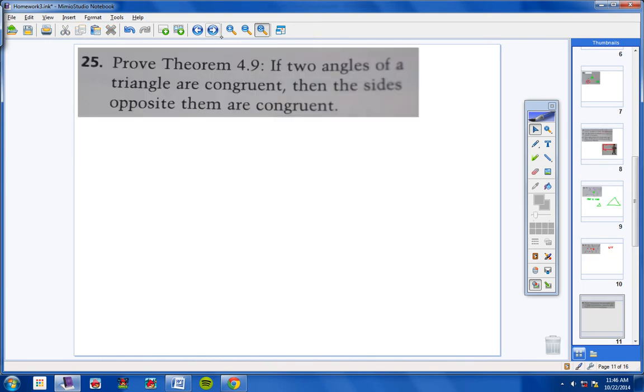All right, moving on to number 25. Okay, proving this theorem. Now remember, anytime you prove a theorem, you gotta draw your picture first. So if two angles of a triangle are congruent, then the sides opposite them are congruent. So let's go ahead and draw our picture. Here's our picture. Okay, there we go. And let's just call this triangle ABC, just like we usually do.